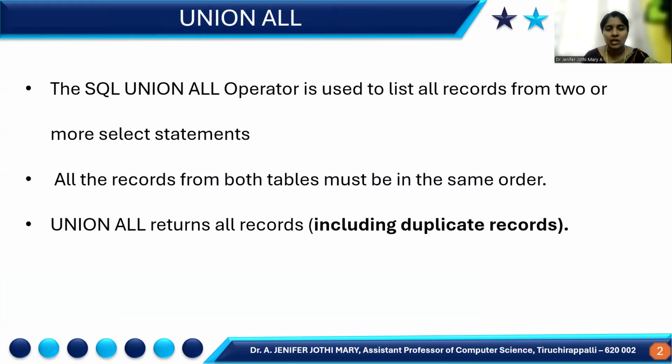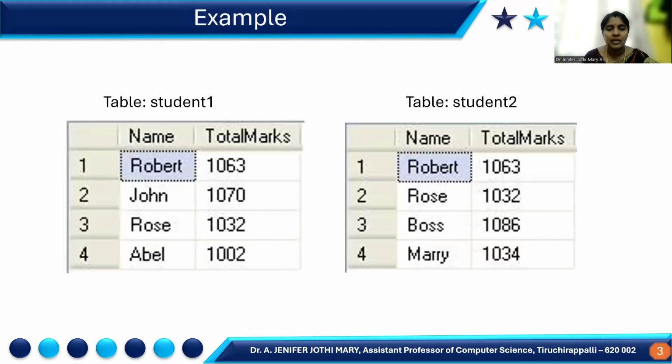First one, union all. The SQL union all operator is used to list all the records from two or more selected statements. Here, both tables should have a common structure and the same order. It returns all the records, including duplication.